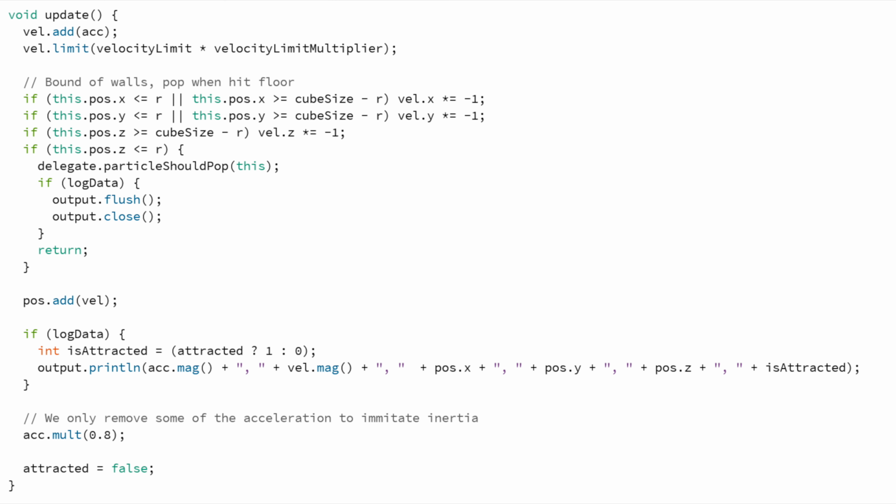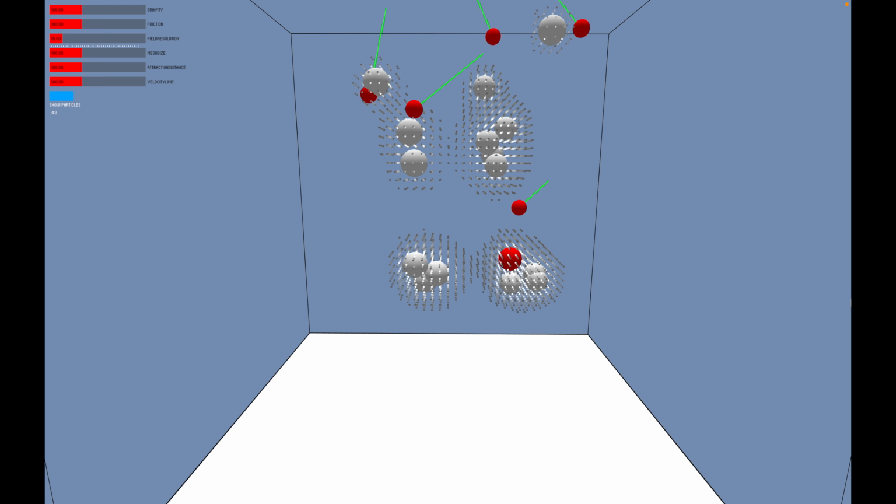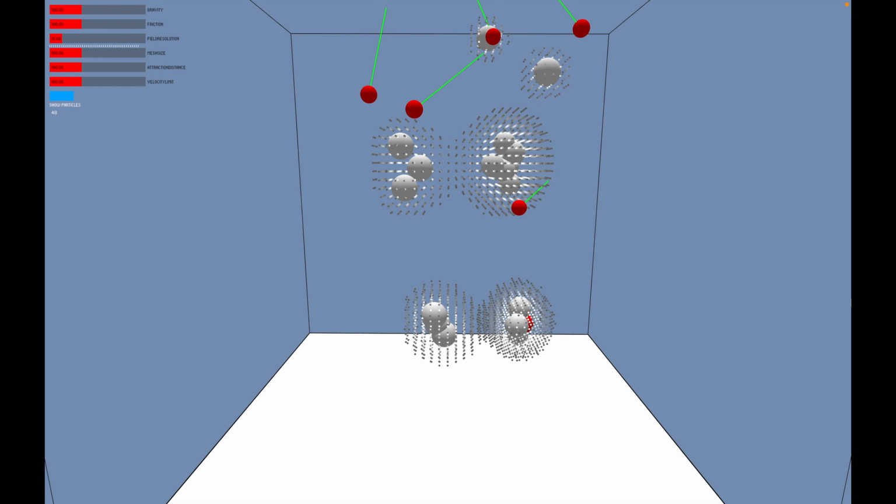We add the acceleration to the velocity, we limit the velocity, and then we add the velocity to the position. We finally apply a 0.8 multiplier to the acceleration. This gives the bubble a bit of inertia and allows this force to slightly drain out instead of instantly vanishing. If the particle is against the wall or against the roof, it bounces back, but if it is hitting the floor, it will pop.